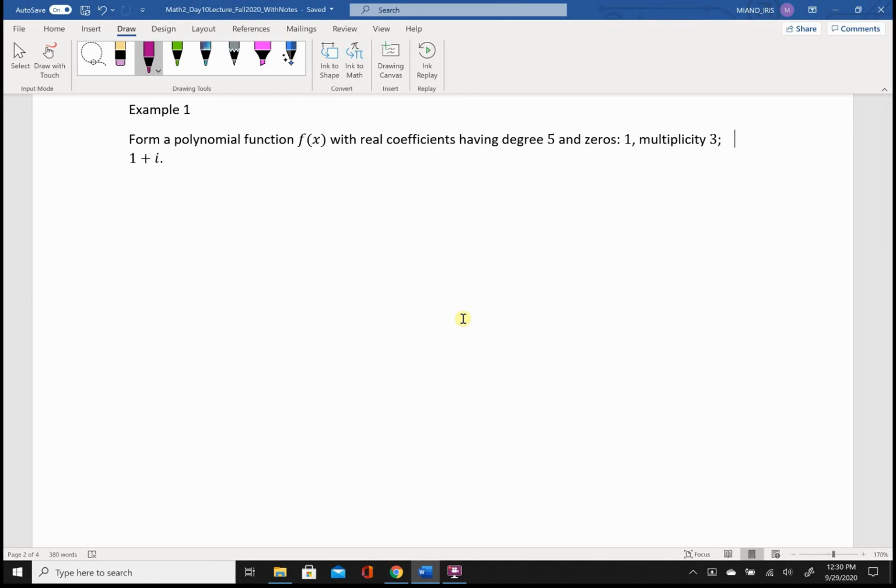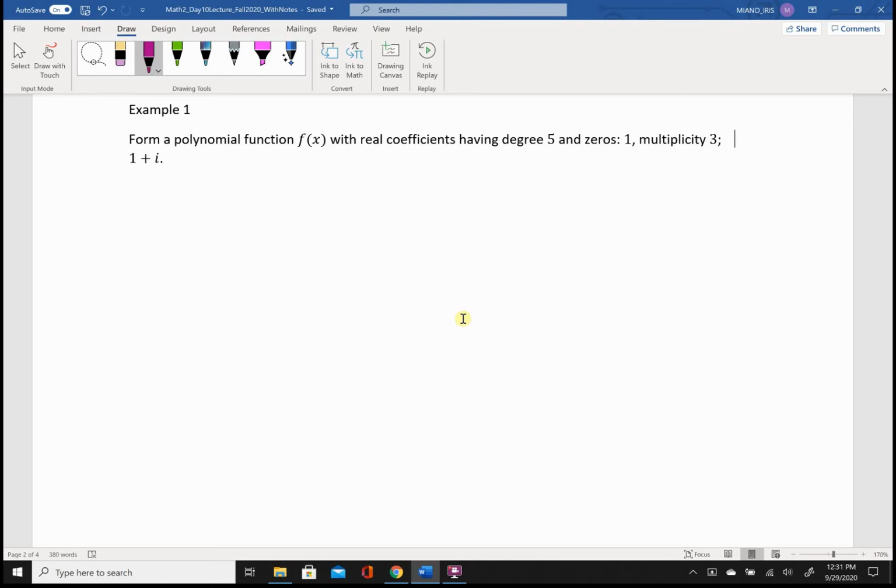Okay, so let's tackle example 1, in which we are going to form a polynomial function f of x. We don't know what f of x is, but what do we know about it? It has real coefficients, having degree 5, and its zeros are 1 with multiplicity 3. So that means right off the bat, in factored form, it would look like x minus 1 quantity raised to the 3rd power. Or, if you had it expanded out, it'd be x minus 1 times x minus 1 times x minus 1. And then they also give us just one non-real complex zero.